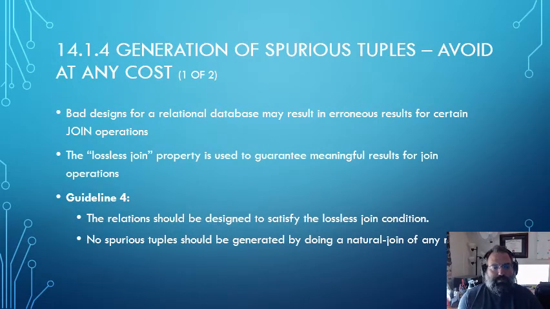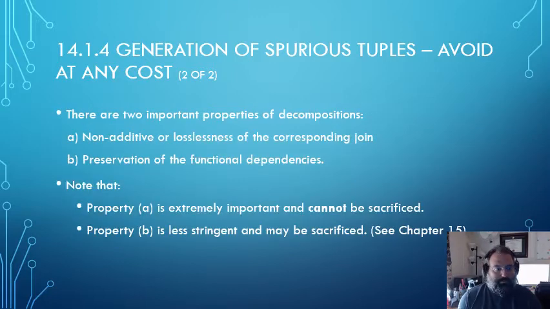14.1.4 is the generation of spurious tuples, and avoid this at any cost. Bad designs for a relational database may result in erroneous results from certain join operations. The lossless join property is used to guarantee meaningful results for join operations. Guideline number 4: relations should be designed to satisfy the lossless join condition. No spurious tuple should be generated by doing a natural join of any relations.